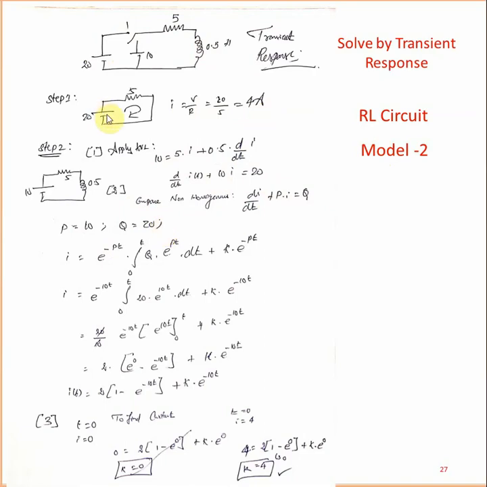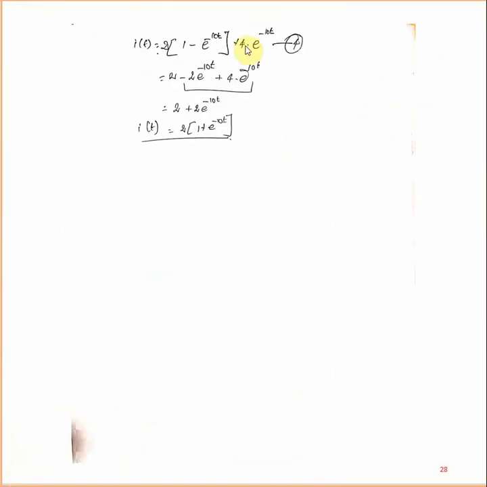Then step 3, is the source present? Yes, source is present means non-homogeneous. Non-homogeneous equation. This is the equation. Substitute the P place, and the Q place. Then complete the integration. Then I of t. Okay, then step number 4, substitute t is equal to 0, I is equal to 4. Don't substitute I is equal to 0. You need to substitute I is equal to 4. If you substitute, you will get the k value. Then substitute into this equation and simplify. You will get I of t.